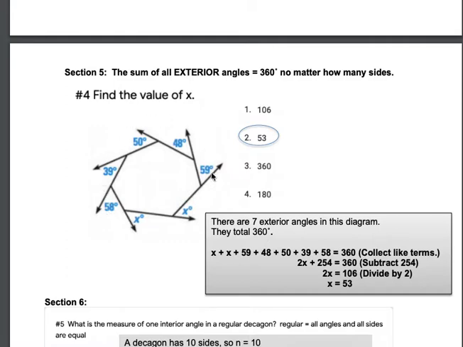It doesn't matter how many sides there are on a polygon, no matter if it has 3 sides, 10 sides, 23 sides, the sum of all these exterior angles are going to add up to 360. There's no formula, it's just 360. So all of these angles have to add up to 360, and you can see where I did the work here.